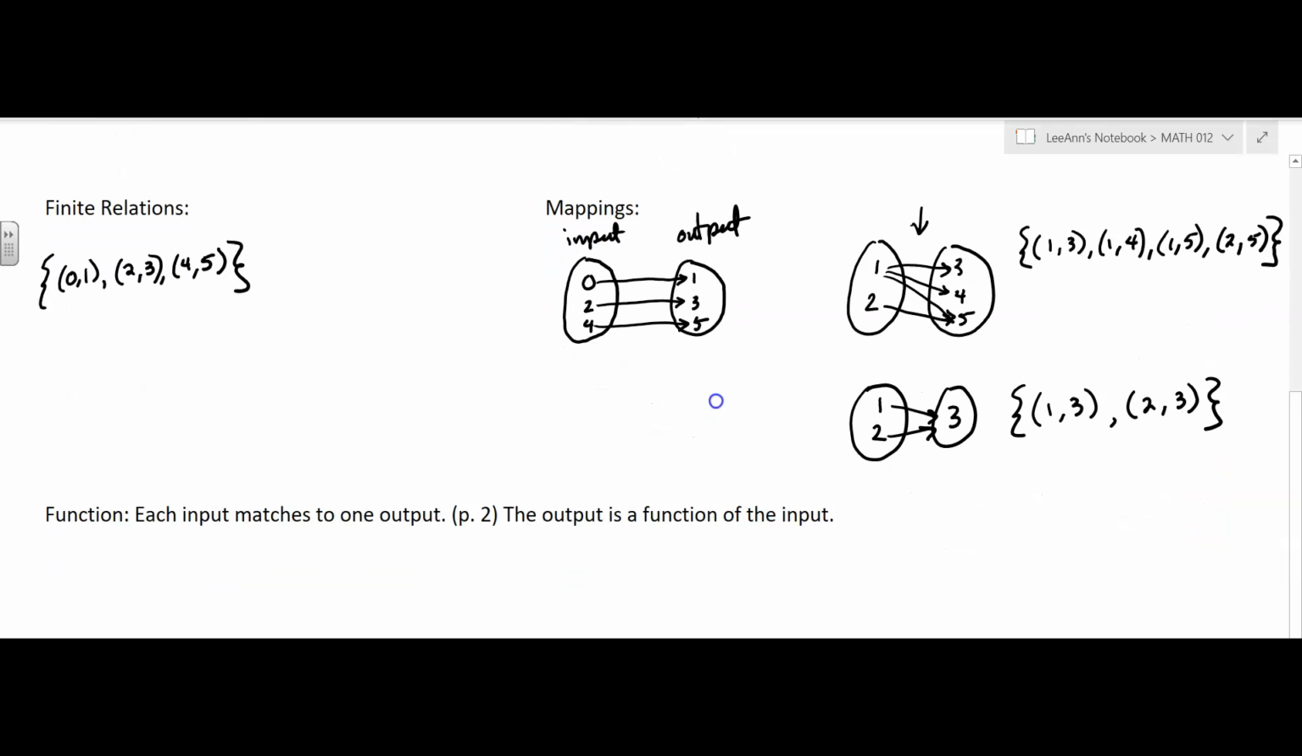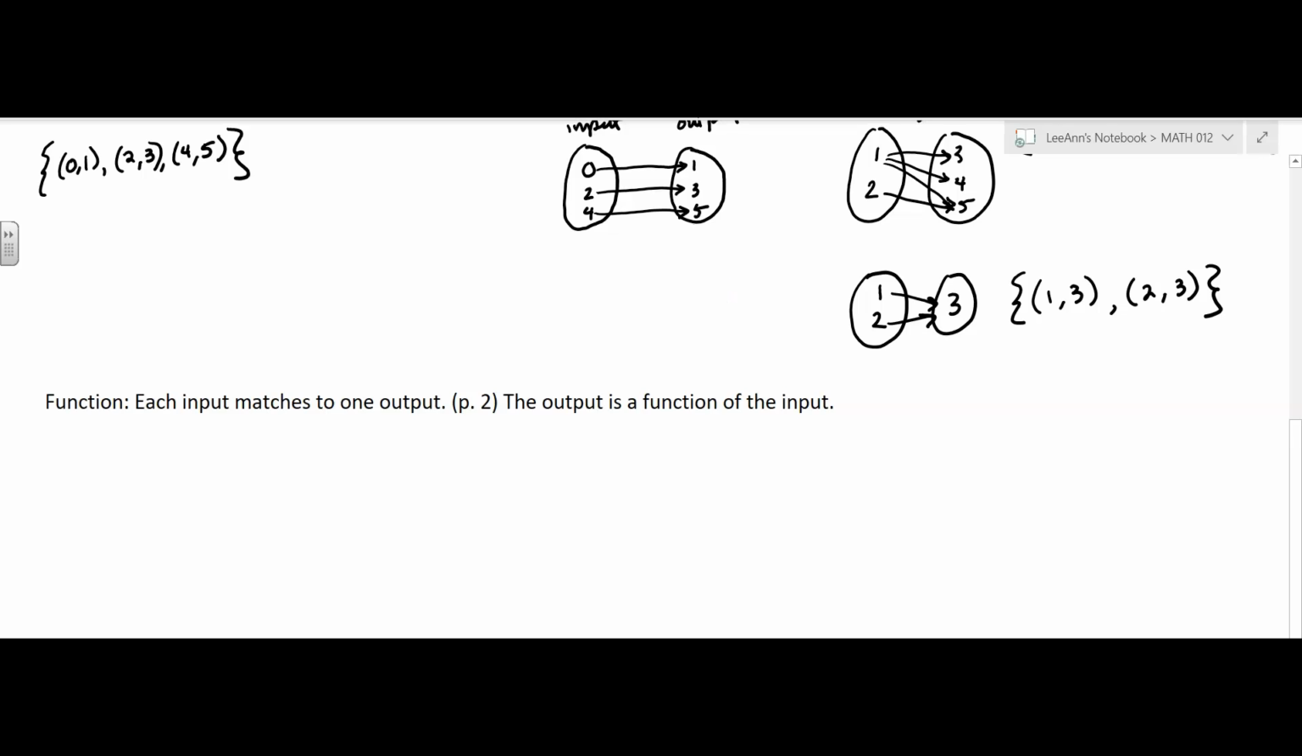Now we're ready to talk about what a function is. A function is when each input matches to one output. So in other words, on our mappings, we can only have one arrow come out of each input. Okay, now this definition is on page 2 in your textbook, so you can look that up. So this example right here, is that a function? Yes, this is a function. Because if you look at the inputs, 0, 2, and 4, each of them only have one arrow coming out.